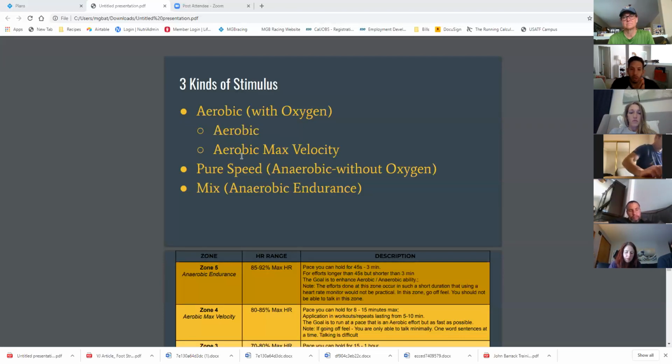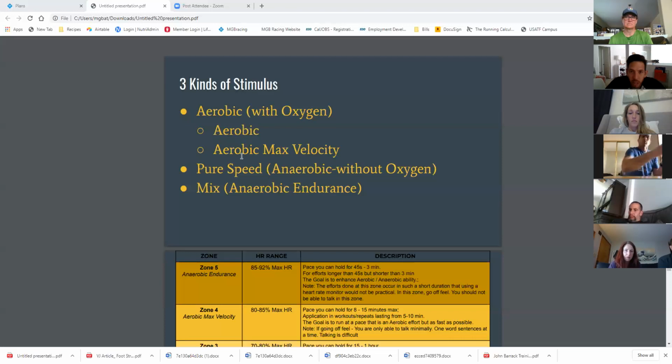Okay, so in pure speed, what you're trying to develop is turnover. You're trying to develop muscle coordination. You're trying to develop the ability to turn over your legs and to go faster. So that's all pure speed is worried about. It is without oxygen. The next one we're going over is the mix, which is anaerobic endurance.